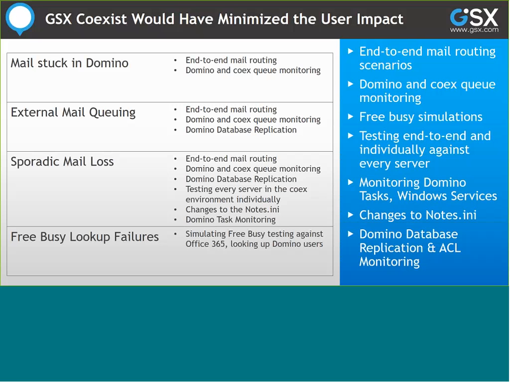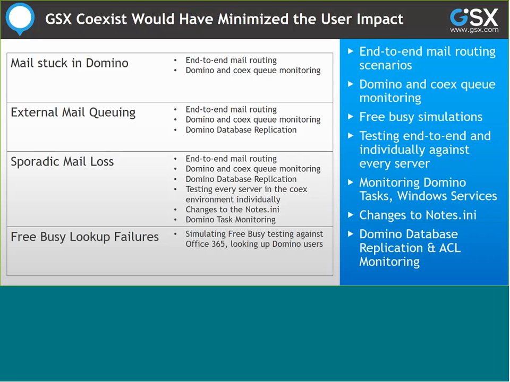And then, third use case, we saw the sporadic mail loss. Well, there again, there were multiple things involved, but you mentioned mostly it was a configuration change, and that happens a lot. And that's something that GSX will allow you to monitor as well, the different change monitoring that can be in the notes INI, that can be in other places, server documents. So this, on top of all the components, so monitoring the specific Domino task that we mentioned was happening in that issue.